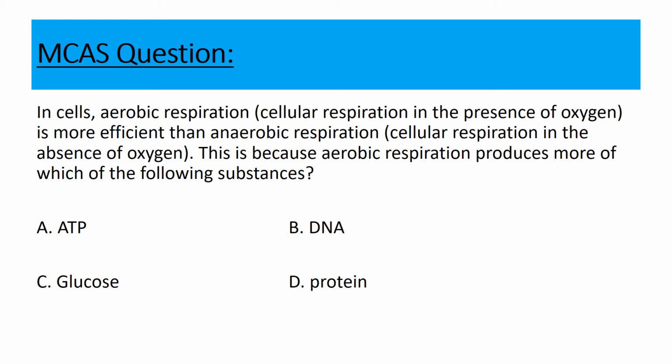In cells, aerobic respiration, cellular respiration in the presence of oxygen, is more efficient than anaerobic respiration, cellular respiration in the absence of oxygen. This is because aerobic respiration produces more of which of the following substances? A, ATP, B, DNA, C, glucose, or D, protein? And the answer is A. The point of cellular respiration is to produce ATP, and aerobic respiration, which uses oxygen, is going to produce more ATP than anaerobic respiration, which doesn't use oxygen. So the answer is A.